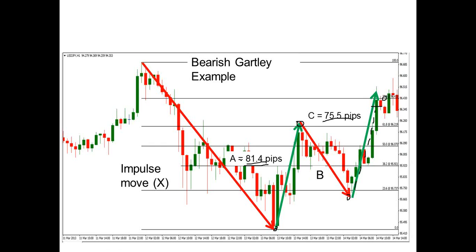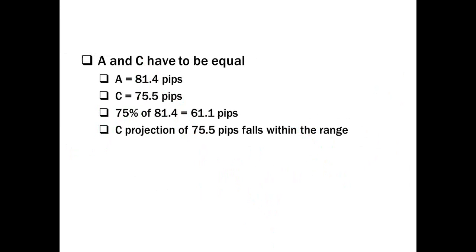So what I do is, whichever number is larger, if the A is 81.4 and the C is 75.5, whichever of these two numbers is larger as far as pips, I'll just take the larger amount, in this case the 81.4. I'll take 75% of that, and as long as the C projection in this case falls at or above this number, 61.1 pips, I would consider A and C to be equal to one another.